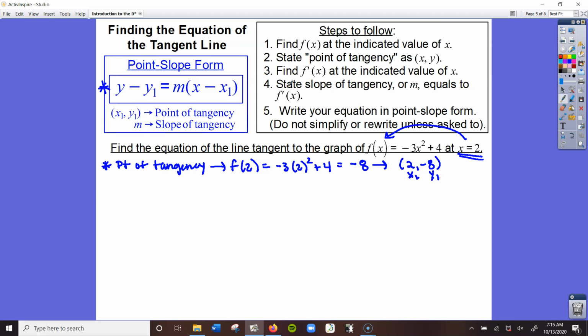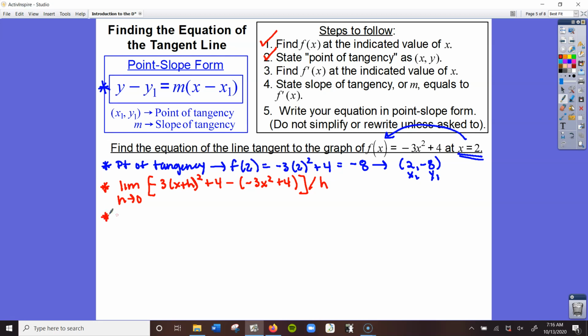The next part is to find, just so we can follow the rules, right? We found f of x. We stated that this is our point of tangency. Now we're going to find f prime of x, which is that limit that we were discussing. So the limit as h is approaching 0 of f of x plus h, which is negative 3 times x plus h squared plus 4, minus all of f of x, which is negative 3x squared plus 4, and it's all over h. Sometimes I write it like this in order to save on some space.